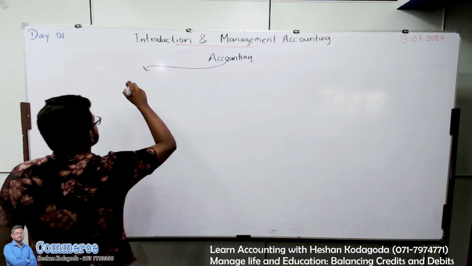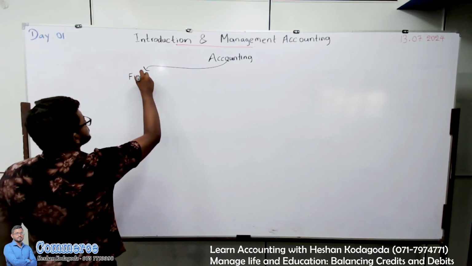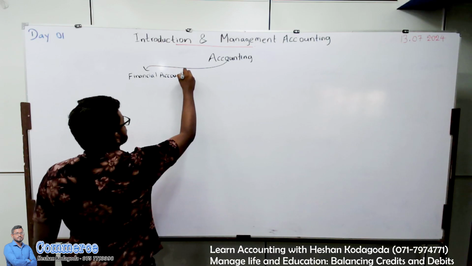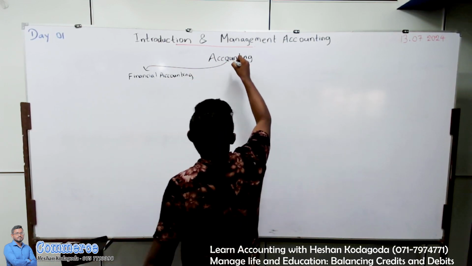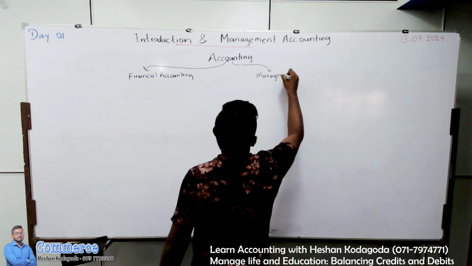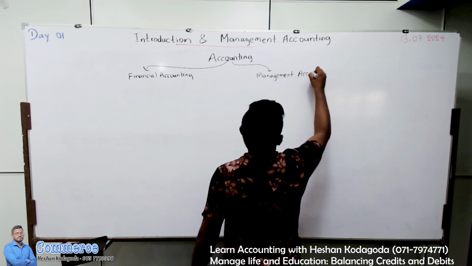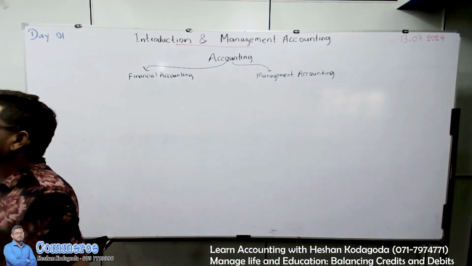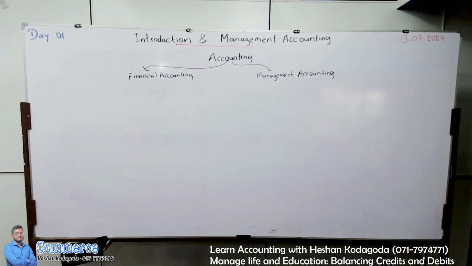So, accounting we mainly broadly classify into two areas. First one, financial accounting, right? And secondly, it's management accounting. This way, management accounting. Okay. So, can anyone tell me what is the term called financial accounting and what is the term called management accounting? Any idea? No. Right. Okay.